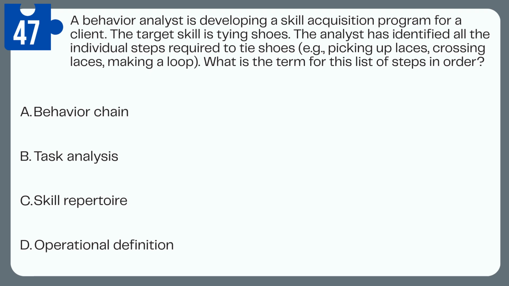Question 47. A behavior analyst is developing a skill acquisition program for a client. The target skill is tying shoes. The analyst has identified all the individual steps required to tie shoes, example, picking up laces, crossing laces, making a loop. What is the term for this list of steps in order? A. Behavior chain. B. Task analysis. C. Skill repertoire. D. Operational definition.